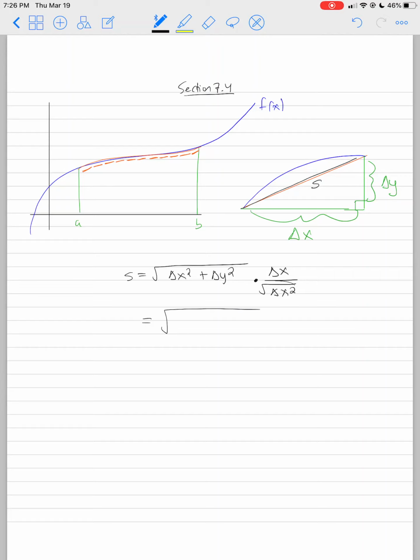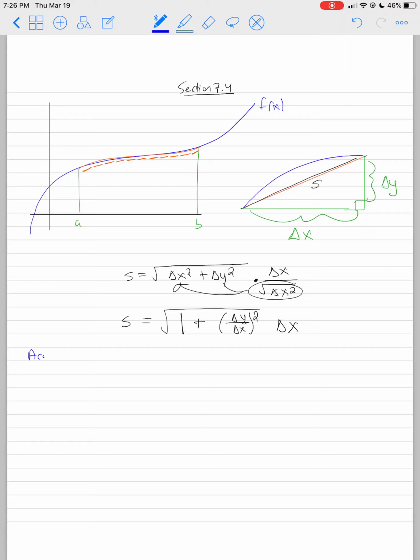All right, now I'm going to distribute this into both pieces. Delta x squared divided by delta x squared is 1. Okay. Delta y squared divided by delta x squared is delta y over delta x quantity squared. And then I have a delta x on the outside. Okay. This is where I'm deriving my formula for the arc length of the slice.